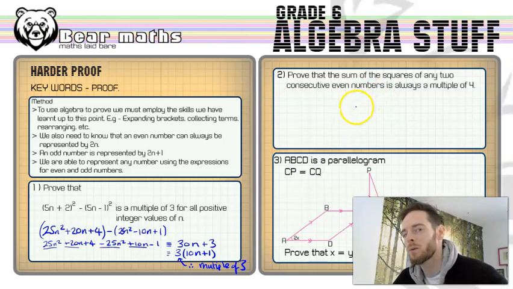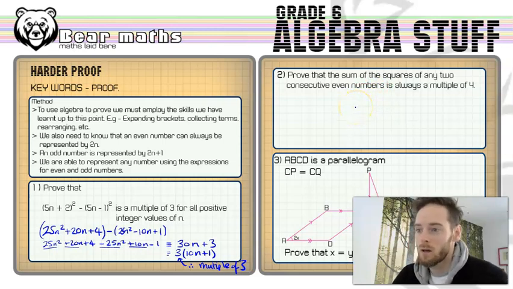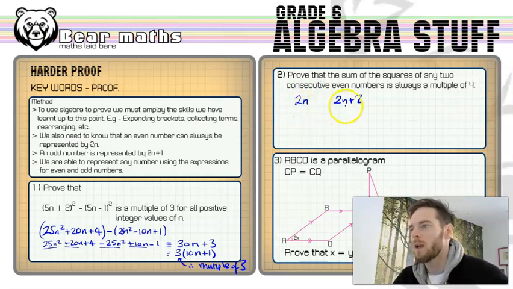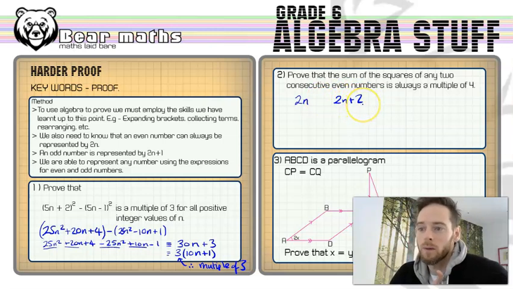And how can we represent the other one? Well, if we add 2, then we're definitely going to be getting the next even number. So I'm going to use 2n, and I'm going to use 2n plus 2. Because that's what we're representing an even number with, always. And this is the next even number in that number sequence. Now, it doesn't matter what that even number is. It's just the next one because we're adding 2 to it. If we added 1, it would be the odd number.